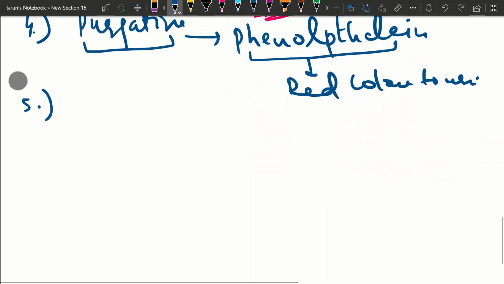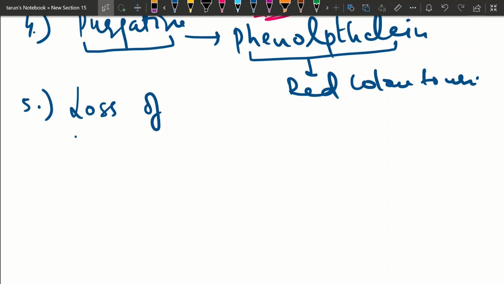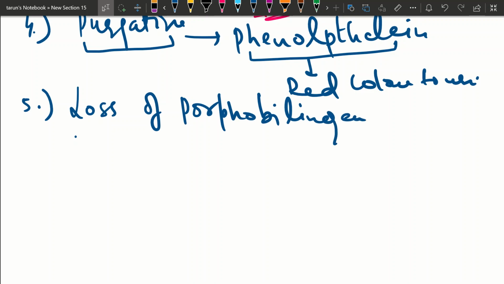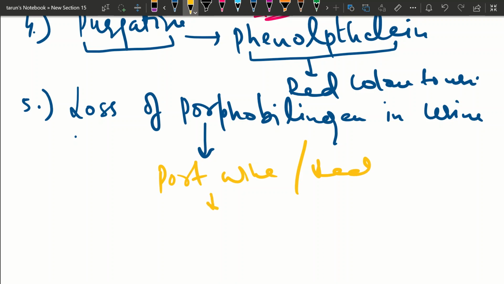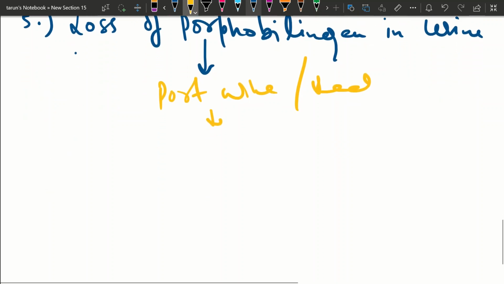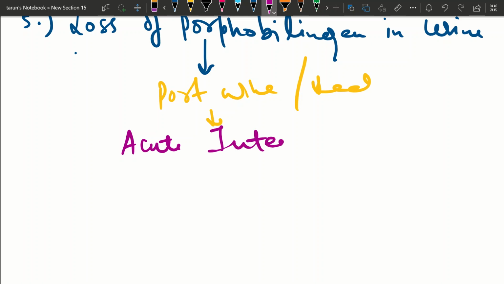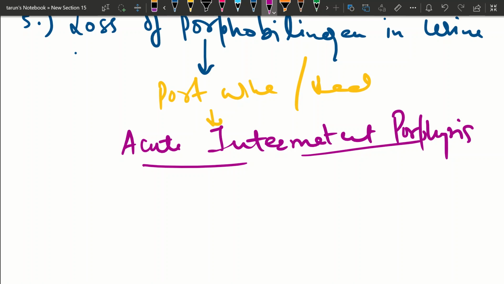Now, one condition in which there is a loss of porphobilinogen in the urine imparts port wine or red colored urine, and we know this condition, that is the port wine or red colored urine, as acute intermittent porphyria. So acute intermittent porphyria can also impart red color to the urine.